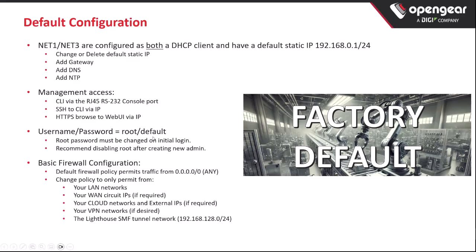Note that the appliance does ship with a default username and password. You are required to change the password for the root account, and it is recommended that you later disable this account after creating a new administrator that's able to log in and administer the box. Note that the appliance does come with a default firewall policy, and you're encouraged to consult with your security team and edit the policy to allow traffic from your trusted LANs, WANs, VPNs, and do not block the Lighthouse tunnel network if you're editing that firewall policy.